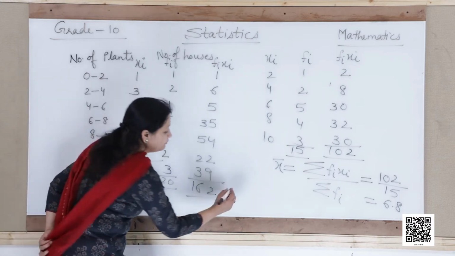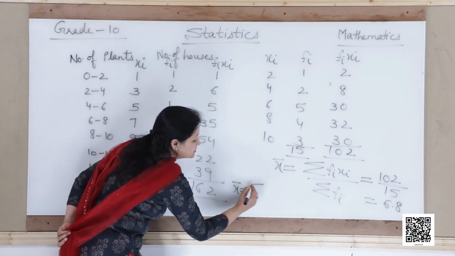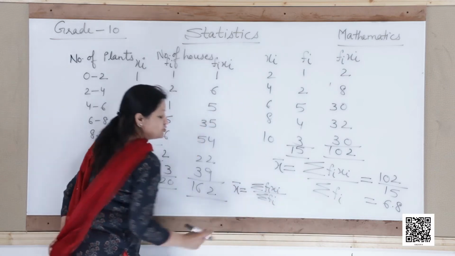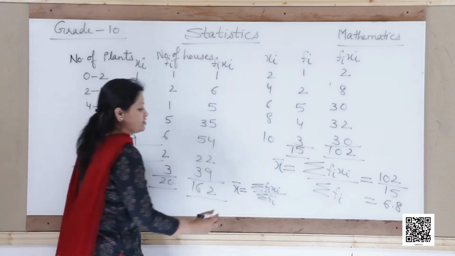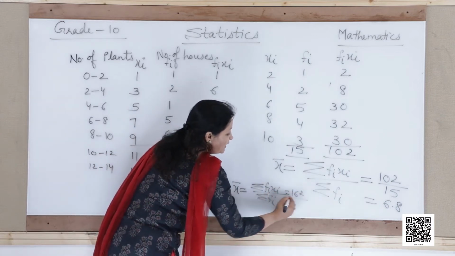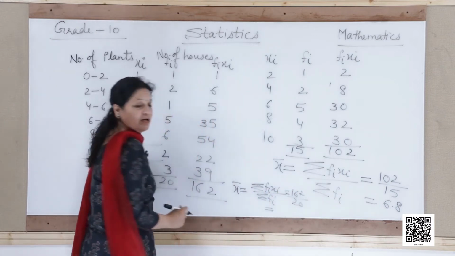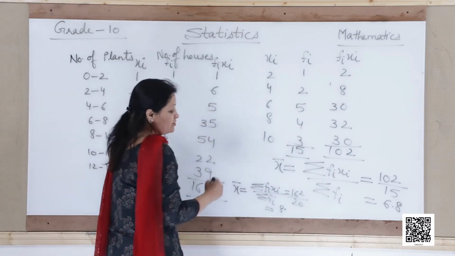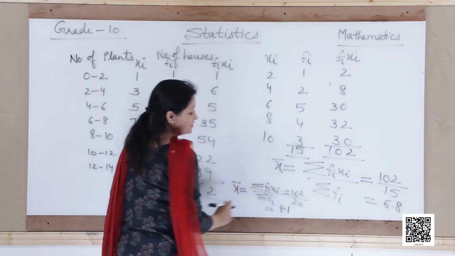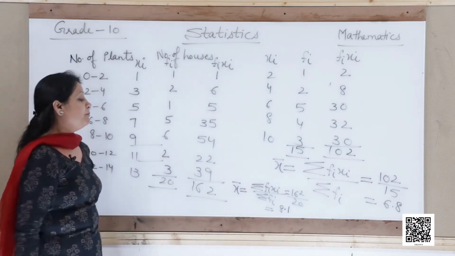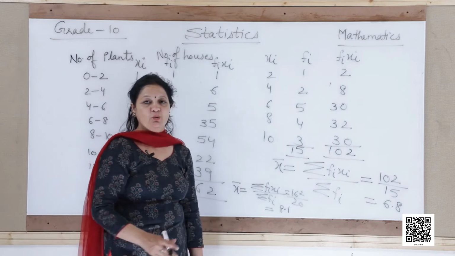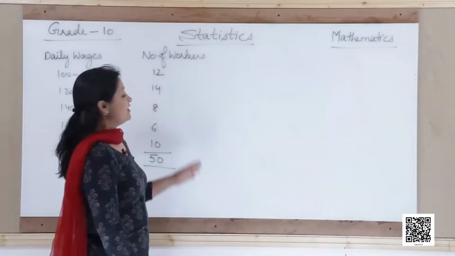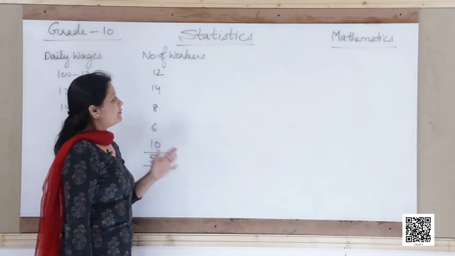So what is the formula? Mean is sigma fi xi upon sigma fi. So sigma fi xi is 162 divided by 20. So divide 162 by 20. 8 twos are 16, 160, 2 and 0, 2 ones are 20. So we have got the mean as 8.1. I hope the direct method is clear to everyone. We have done mean with the direct method.